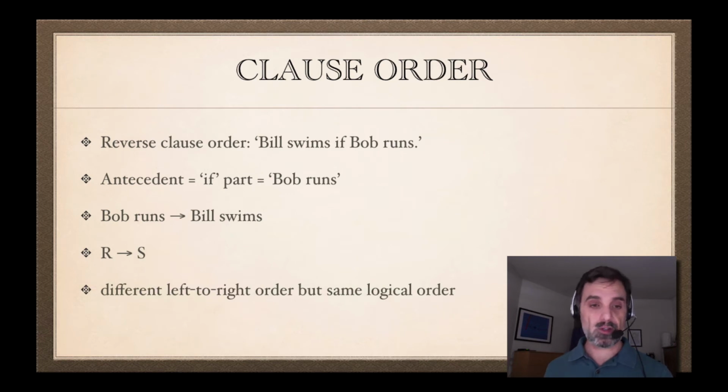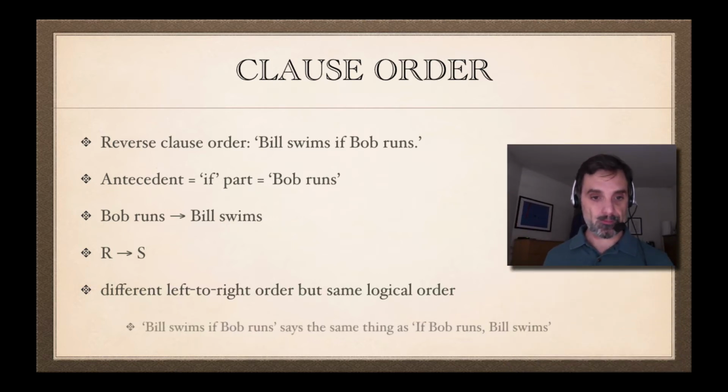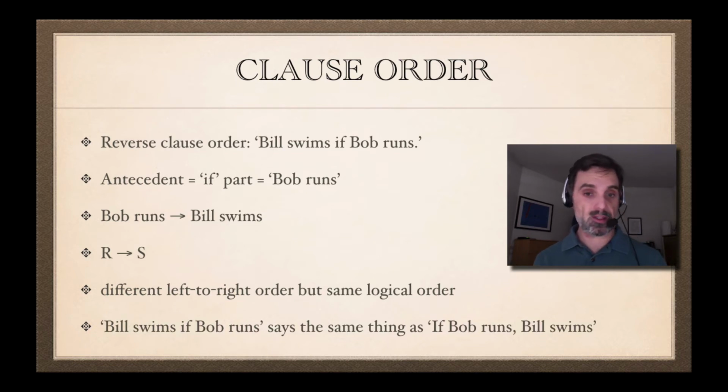We have a different left to right order here, right, between the sentence in English and the sentence in the logical language. In the logical language, the R goes first, before the arrow. In the English language sentence, Bob runs goes second. So they have different left to right order, but it's the same logical order. They both have the same antecedent. They have the antecedent Bob runs, i.e. R. And the different way to think about this is that Bill swims if Bob runs. That says the same thing as if Bob runs, Bill swims.